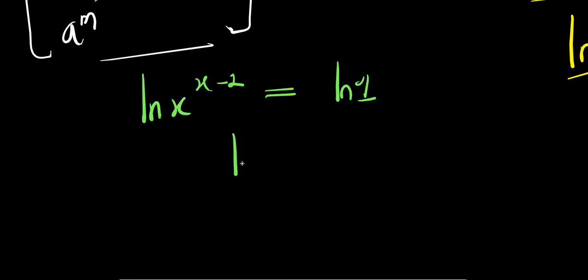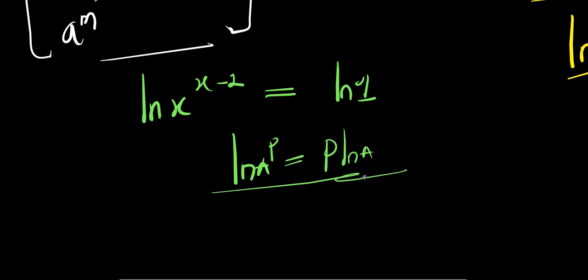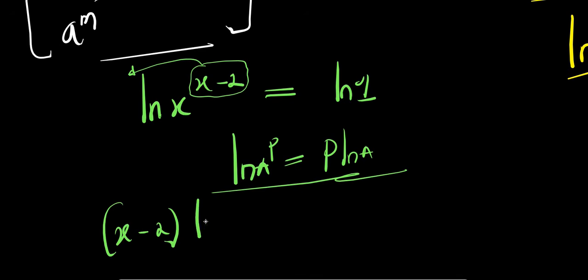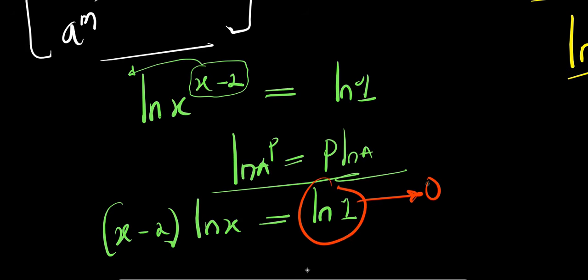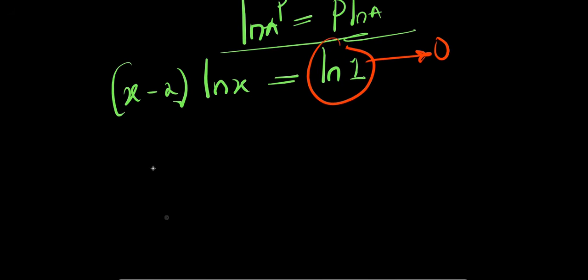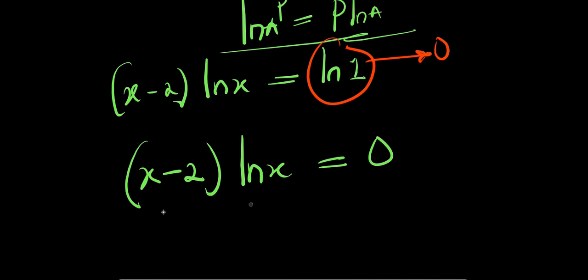Like I said earlier, if you have natural log a power p, this equals p times natural log a. So this x minus 2 will come behind, giving x minus 2 times natural log x equals natural log 1. What I want you to note is that the natural log of 1 here is 0. So you have x minus 2 times natural log of x equals 0. Right now I can equate each of these to 0.